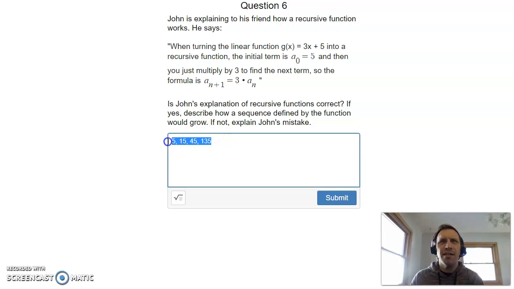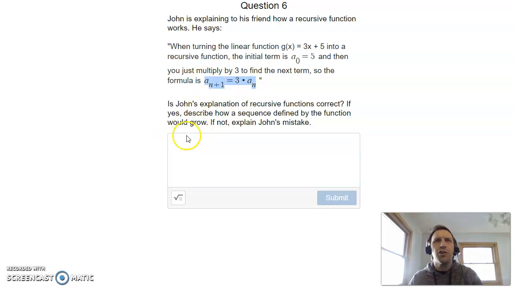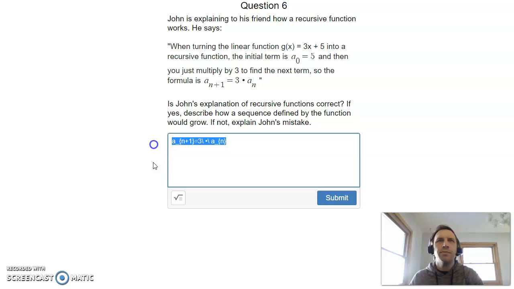Does that look like a linear function to you? No, he did it wrong. You don't multiply by 3. What do you do? You take the previous term and you add it to 3, right?